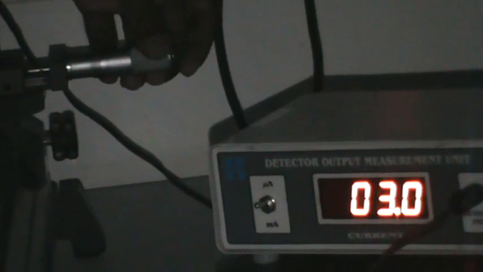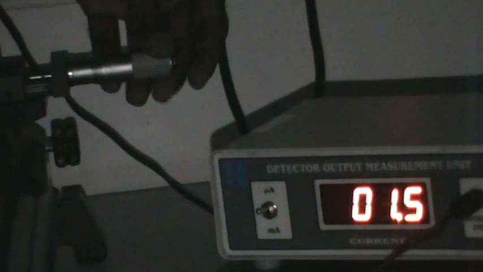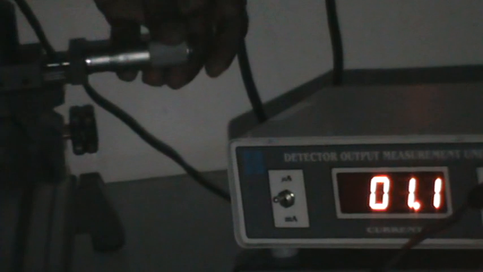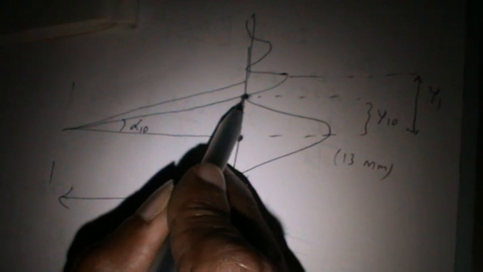Decreasing, decreasing, decreasing. Then it starts increasing. So this is the point at which the first minimum happens. Looking at this diagram, we have gone from the initial Y0, the central maximum of focus at 13 mm, up to the first minimum because the current has decreased. The moment I go in the same direction, it starts increasing. So this point is identified as the first minimum.